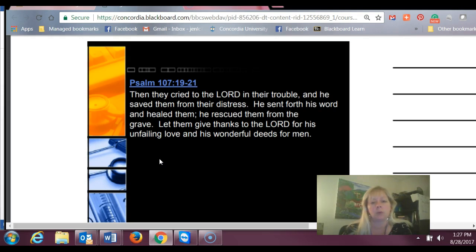Then they cried to the Lord in their trouble, and he saved them from their distress. He sent forth his word and healed them. He rescued them from the grave. Let them give thanks to the Lord for his unfailing love and his wonderful deeds for men. So this could have something to do with our patients being ill in the hospital, as well as for all of you as you're going through these courses, right? So the Lord will help save you from your distress.